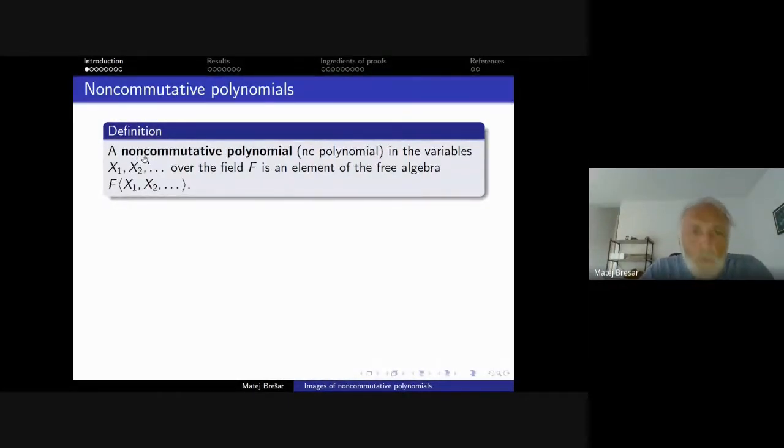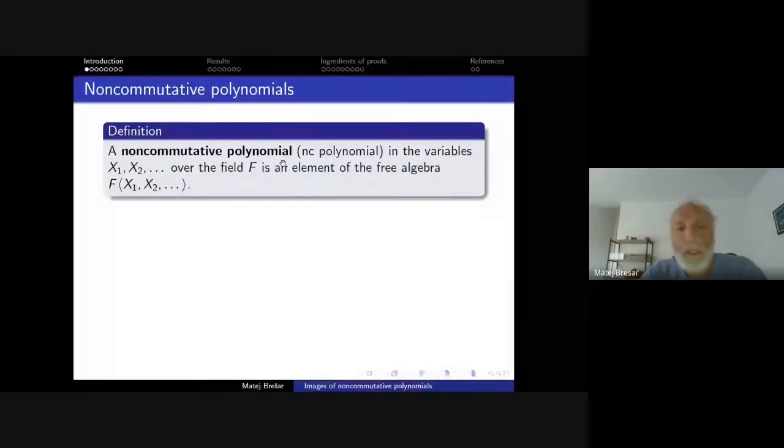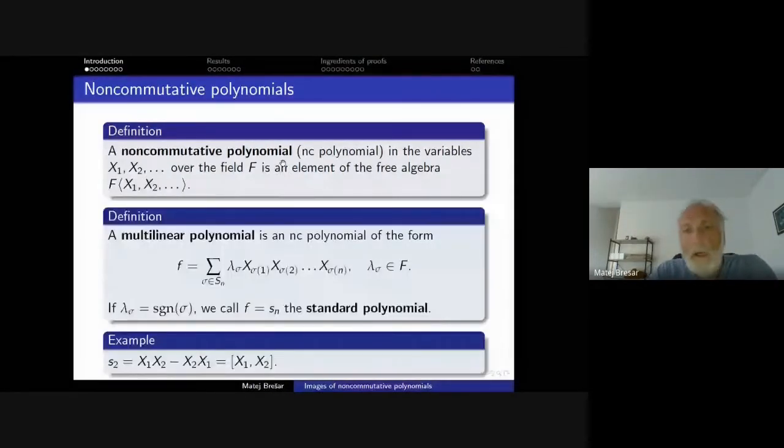So the first definition: what is a non-commutative polynomial? This is exactly what one would imagine it should be, a polynomial in several variables where these variables do not commute with each other. If one wants to define this formally, then one first has to introduce the free algebra, and non-commutative polynomials are its elements. And special types of polynomials are the multilinear polynomials, important special types.